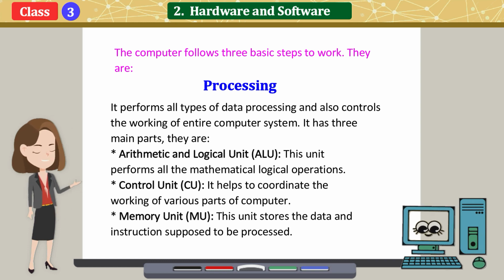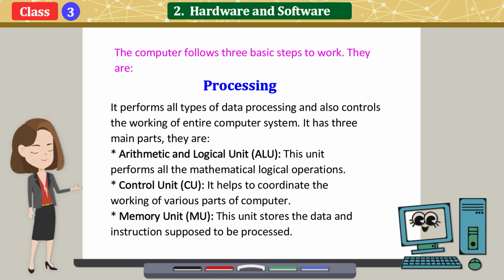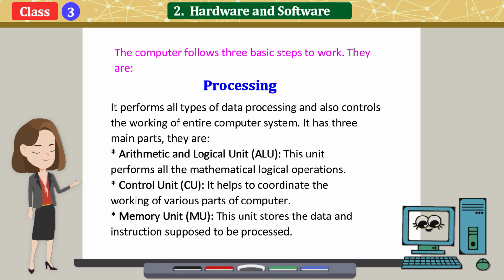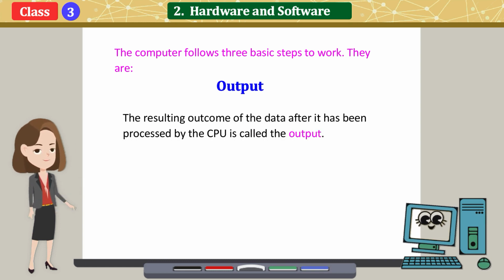They are arithmetic and logical unit. This unit performs all the mathematical logical operations. Control unit. It helps to coordinate the working of various parts of computer. Memory unit. This unit stores the data and instructions supposed to be processed. Output. The resulting outcome of the data after it has been processed by the CPU is called the output.